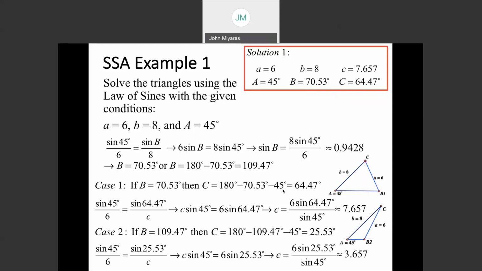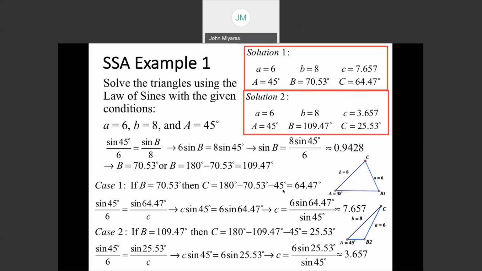So here is what that triangle looks like. If you compare it to the triangle directly above it, you're going to see that angle A is the same, side A is the same, side B is the same. However, since we didn't know what angle B looked like, we have the flexibility to allow for it to be either acute or obtuse and still satisfy the initial conditions of the problem. So here now is my obtuse solution. You have A equals 6, B equals 8, C equals 3.657 as your three sides. As for your angles, you have angle A is 45 degrees, angle B is 109.47, and angle C is 25.53.